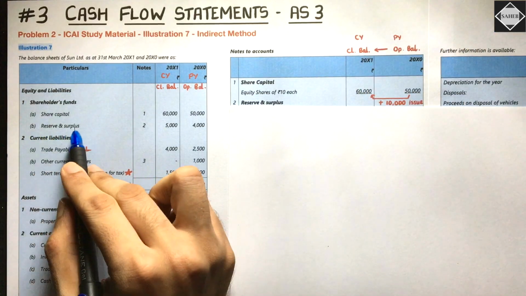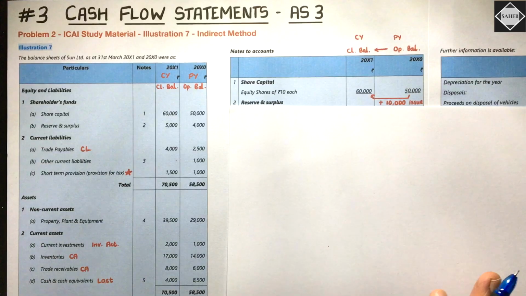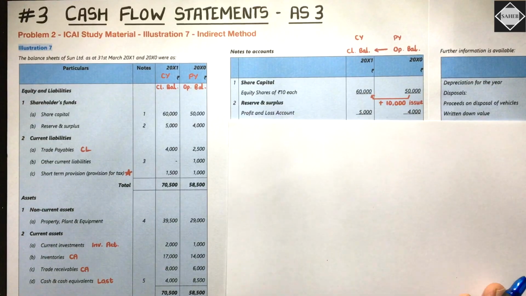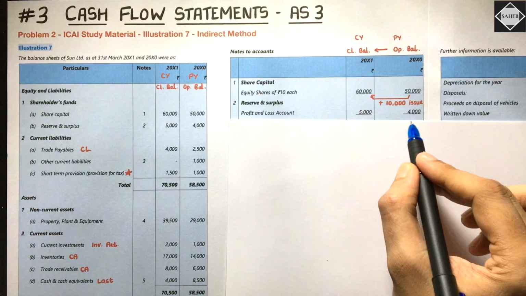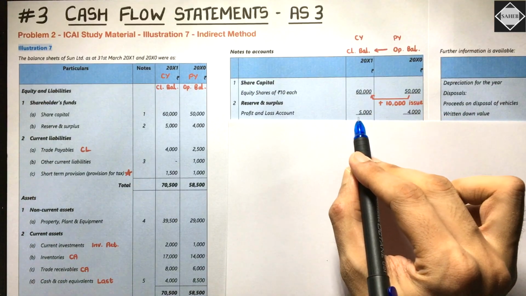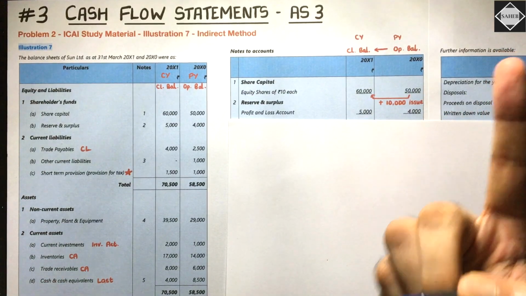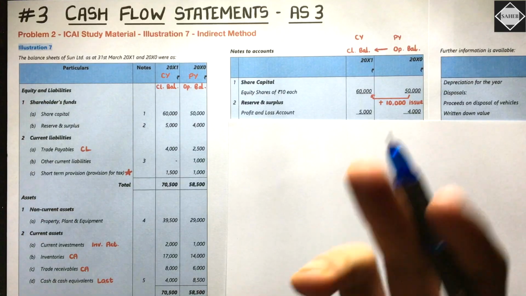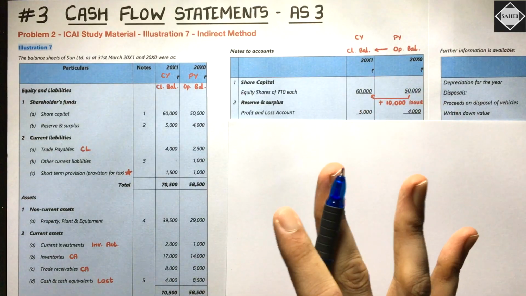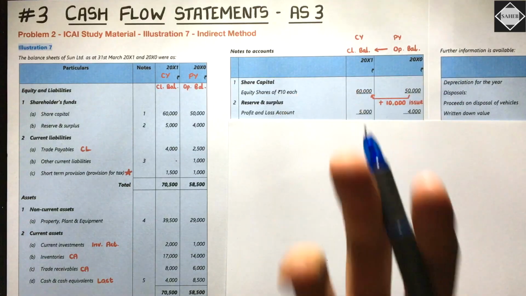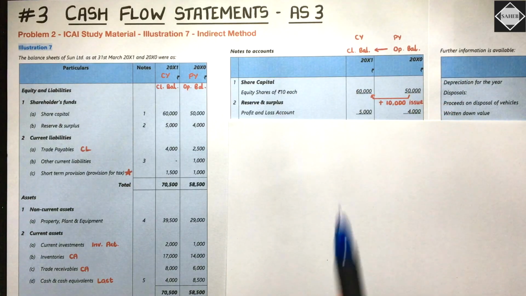Fine. Next we have reserves and surplus, note number 2. Let's go to note number 2. What has happened? We have the profit and loss account balance. From 4,000 it has become 5,000. A 1,000 increase has happened. What is this 1,000? This is the profit that you have retained after appropriation. After doing all the adjustments, the profit that is left is 1,000. That's the change.